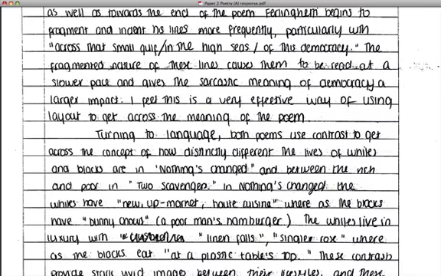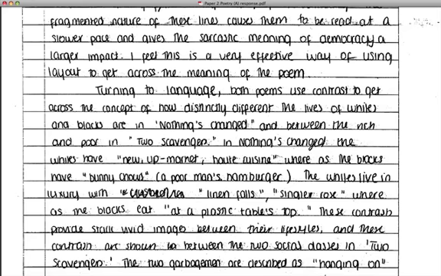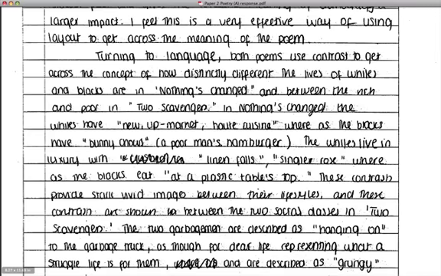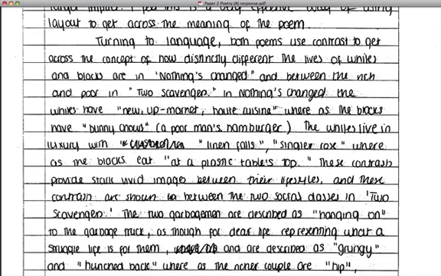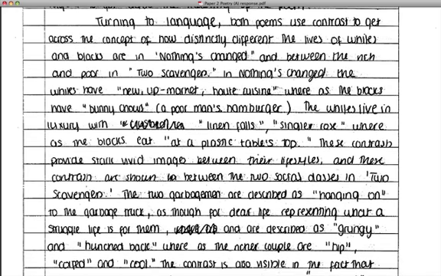Closely compared again. In Nothing's Changed, the whites have new upmarket hawk cuisine, whereas the blacks have bunny chows, a poor man's hamburger. The whites live in luxury with linen falls and single rows, whereas the blacks eat at plastic tables. These contrasts provide stark and vivid images between their lifestyles, and contrasts are shown between two social classes in Two Scavengers.